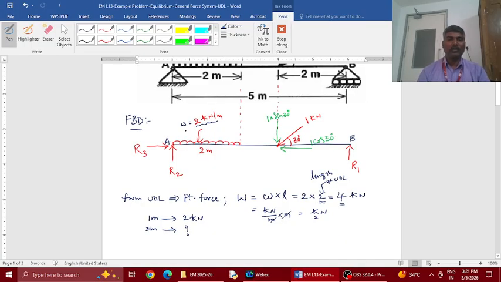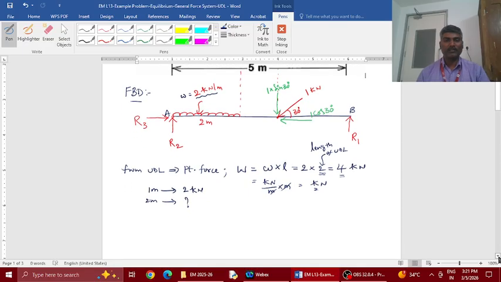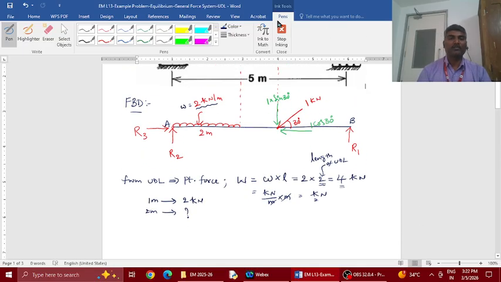into a point load. Now you remove this UDL and place a point load. I'll do it here itself, with a different color. Now exactly at the midpoint, which is 1 meter from this end or 1 meter from the end of the load, you have a point load of 4 kilonewton. Now you can remove this UDL and apply this 4 kilonewton.